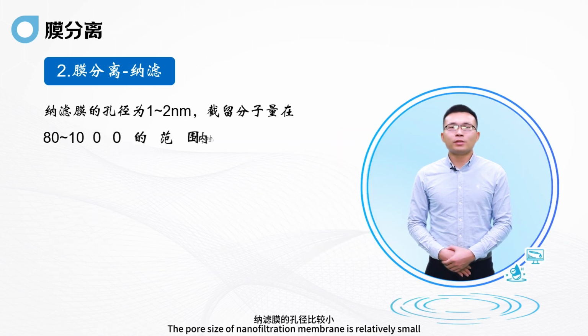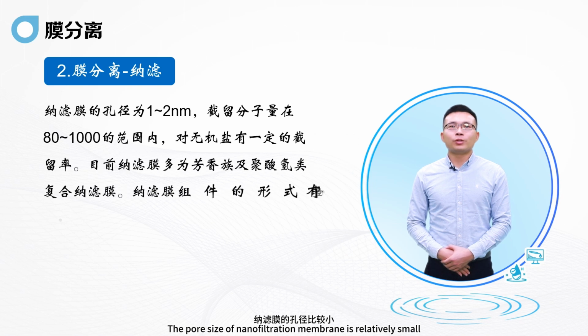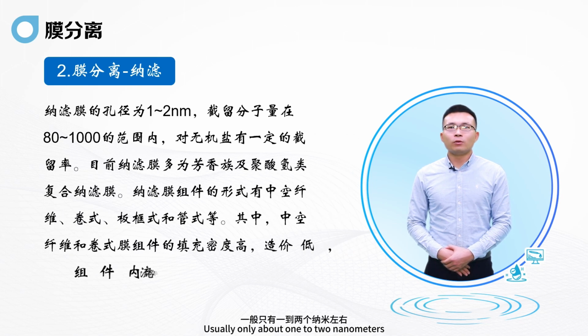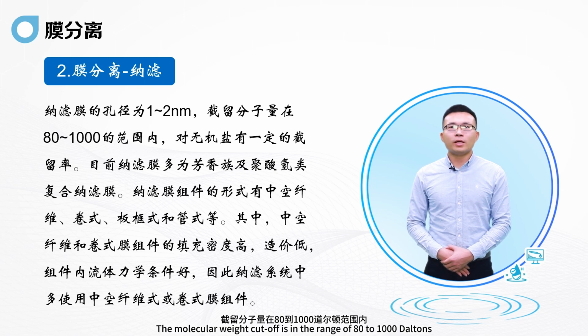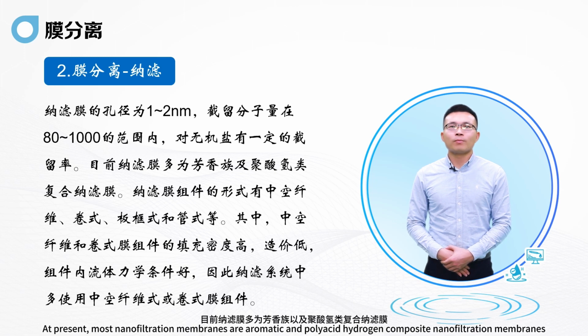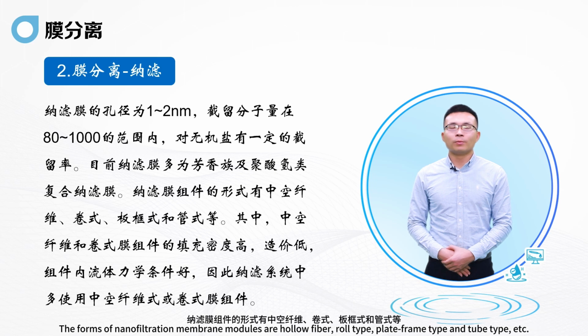The pore size of the nanofiltration membrane is relatively small, usually only about 1 to 2 nanometers. The molecular weight cutoff is in the range of 80 to 1000 Daltons. It has a certain rejection rate for inorganic salts. At present, most nanofiltration membranes are aromatic polyamide composite nanofiltration membranes. The forms of nanofiltration membrane modules are hollow fiber, roll type, plate frame type, and tube type, etc.